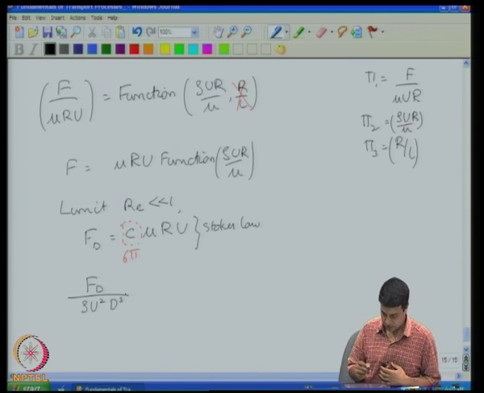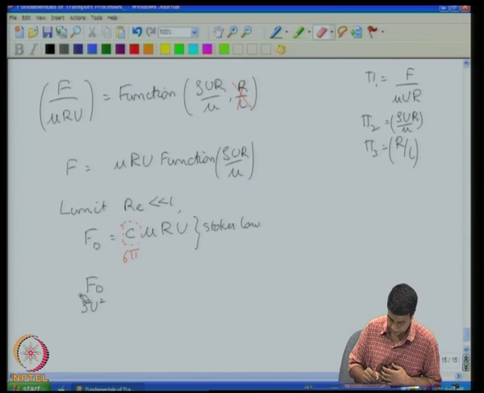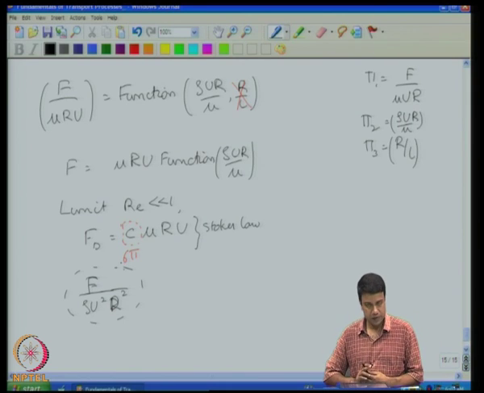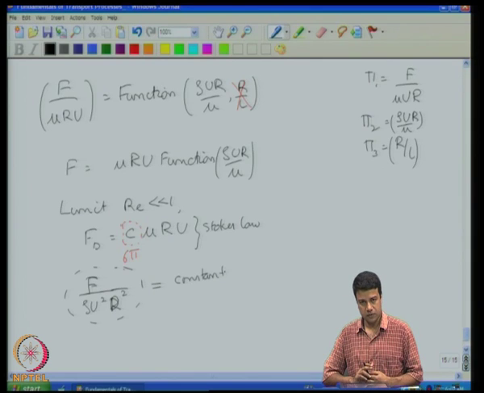cubed. Sorry, let me just change that. f by rho velocity square times the radius square. So, this you would expect to be the dimensionless group in the limit as viscosity goes to 0, the Reynolds number becomes large. This should be equal to some constant, because the viscosity is no longer in the picture.